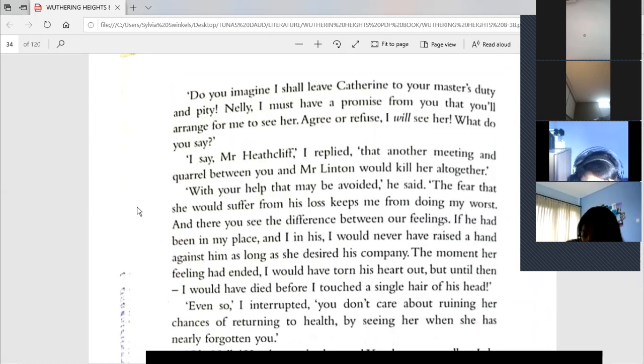And there you see the difference between our feelings. If he had been in my place and I in his, I would never have raised a hand against him as long as she desired his company. The moment her feeling had ended, I would have torn his heart out. But until then, I would have died before I touched a single hair of his head. Even so, I interrupted. You don't care about ruining her chances of returning to health by seeing her when she has nearly forgotten you.